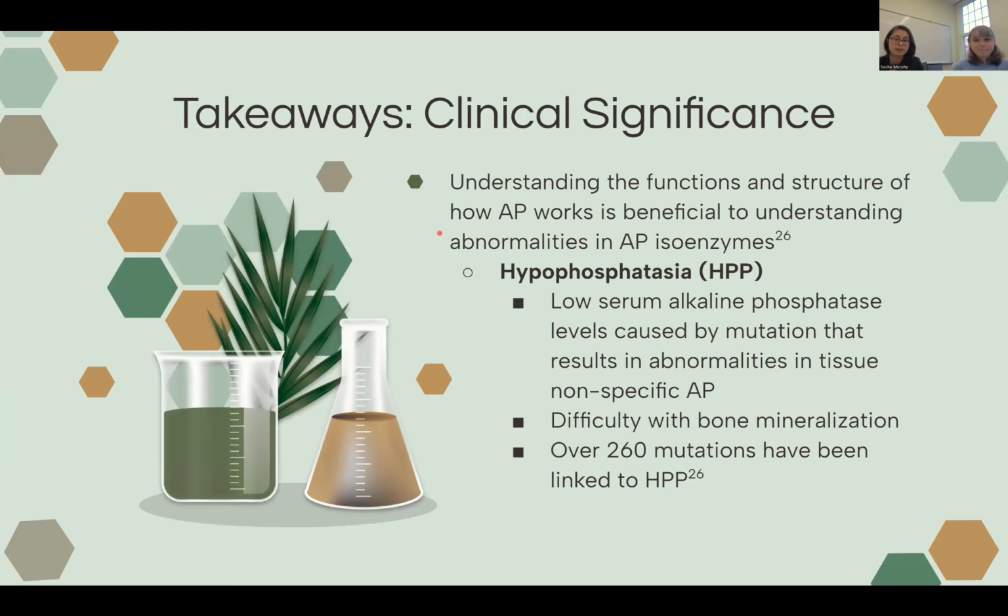And then some clinical takeaways from all of this. By understanding more about the function and structure, we're able to understand abnormalities in AP and in the isoenzymes. And one common mutation or abnormality is in a disease called hypophosphatasia or HPP. And this is caused by low serum alkaline phosphatase levels, resulting in abnormalities in tissue nonspecific AP. And this can lead to difficulties in bone mineralization, also with lots of other detrimental effects. And they have linked this to 260 different types of mutations causing HPP.